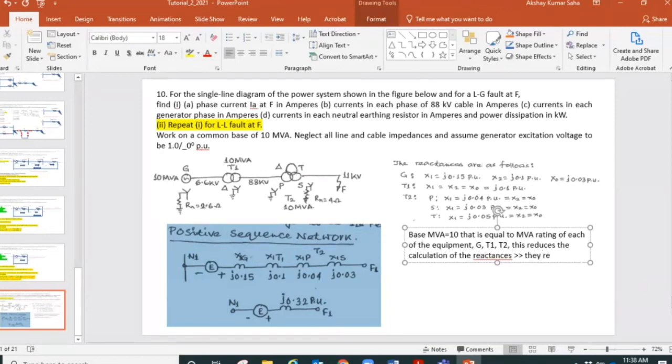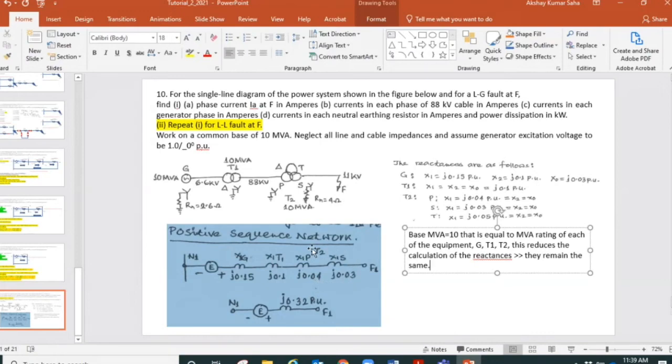They remain the same, so you can make this note in your book. Coming to the positive sequence network, this is the reference bus N1. We show the voltage source with the polarities, negative and positive, and then we show the positive sequence reactance of the generator. I also wrote it here, J0.15. The transformer positive sequence reactance, T1, is J0.1. I wrote it here.